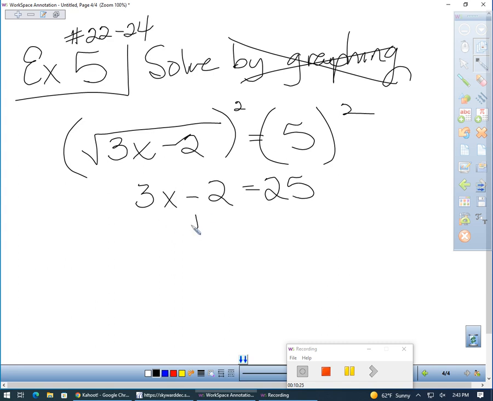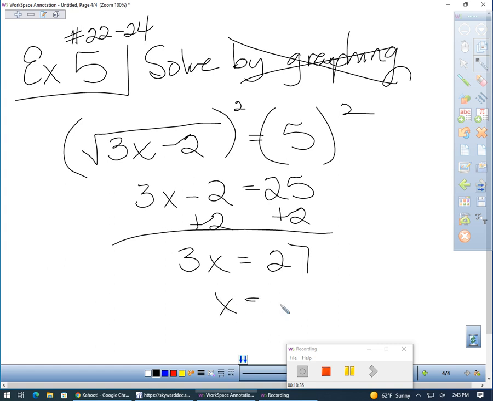So now I add 2 to the other side. So I have 3x equals 27, and x equals 9. Okay? Are we still doing good? All right, so if you know how to translate a square root, if I show you what the parent function is for a cube root, can you translate that? I absolutely believe you can.